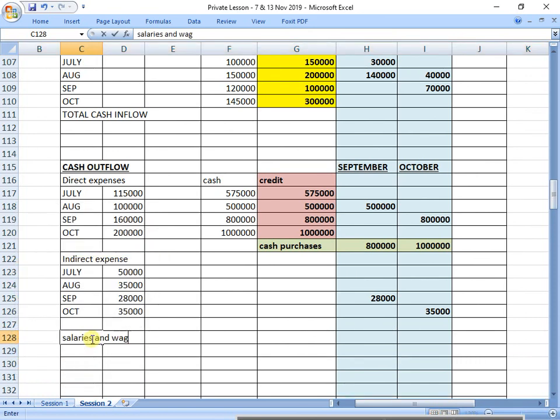Salaries and wages. Two office workers receiving $40,000 each in September. Is September part of the budget? Yes. How much do you put here? No. Why? That's what they said, right? Read carefully. Salaries, two office workers will receive $40,000 each. There's the key word, each. So it's 2 times $40,000.